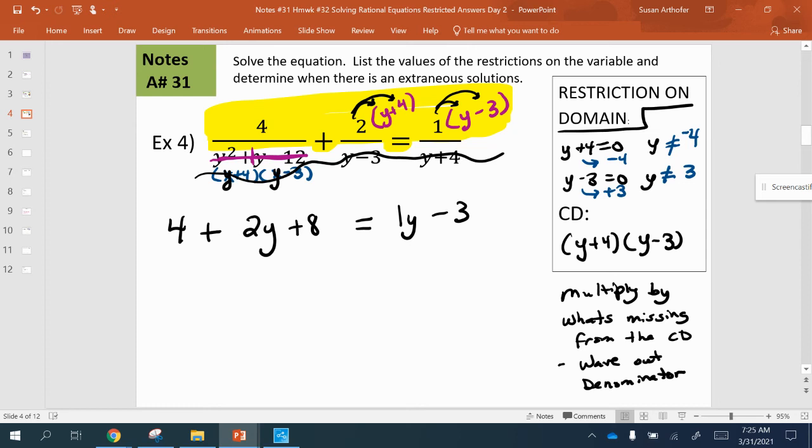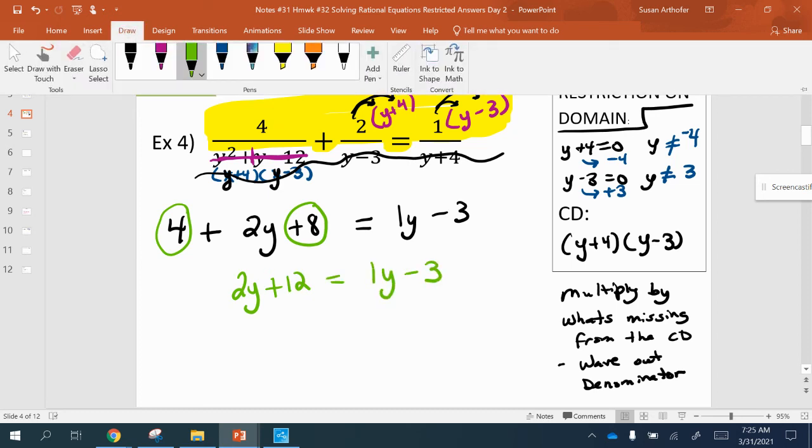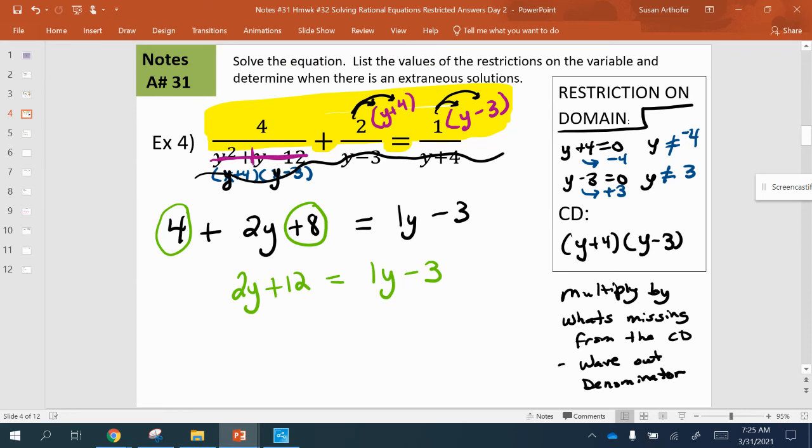Okay, now we need to solve for y. Before I do that, I need to put 4 plus 8 together. So I would have 2y, 4 plus 8 is 12. Bring down my other side. So that's collect like terms, shorten it up, right?